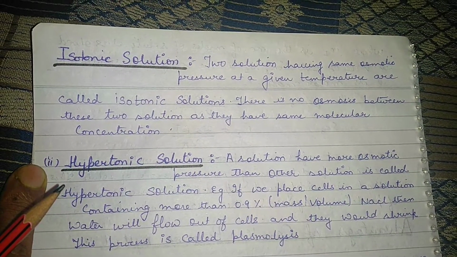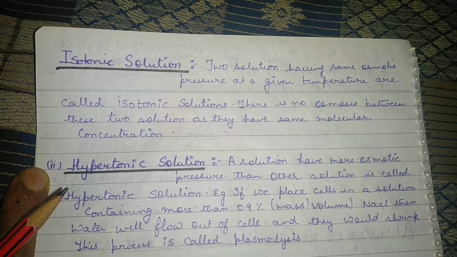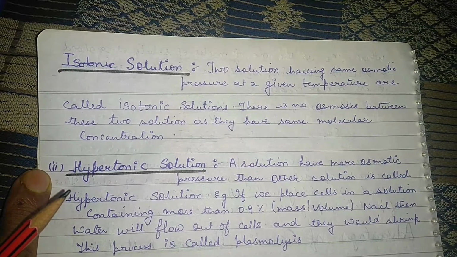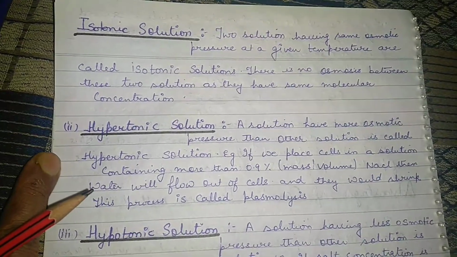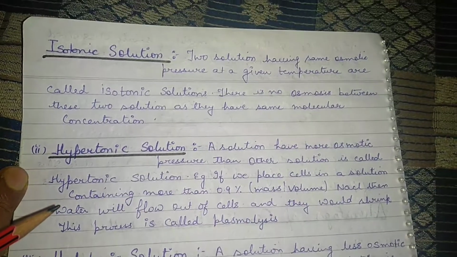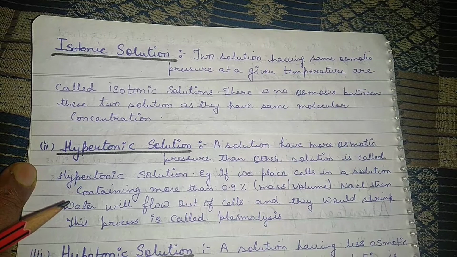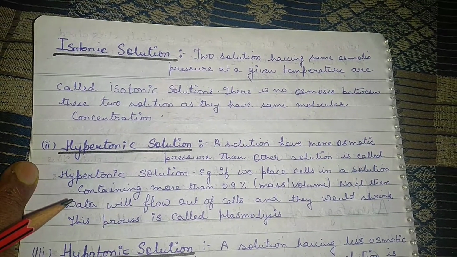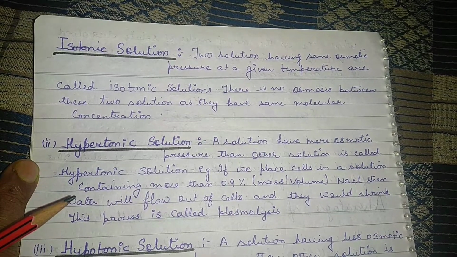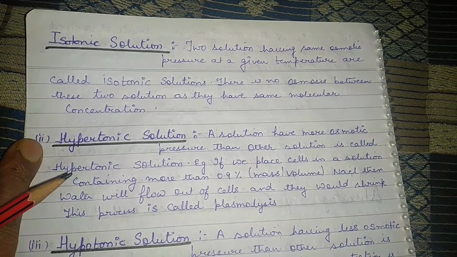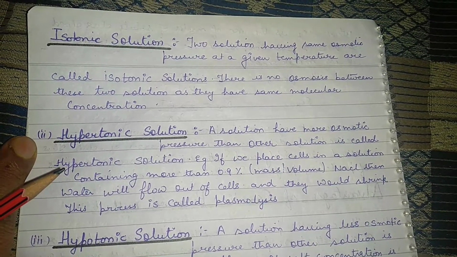If we separate two solutions having the same osmotic pressure by a semipermeable membrane, there will be no osmosis. So this kind of solution is known as an isotonic solution. Now the second one is the hypertonic solution. A solution having more osmotic pressure than the other solution is called a hypertonic solution. Example, if we place a cell in a solution containing more than 0.9% mass by volume NaCl, then water will flow out of the cell and it will shrink. This process is known as plasmolysis.